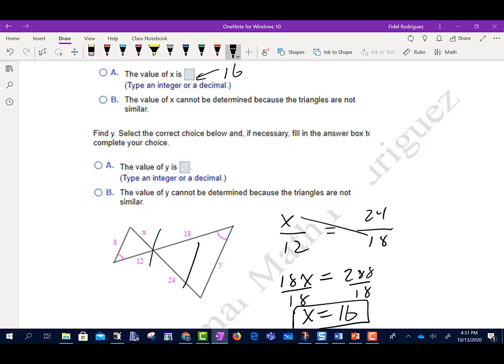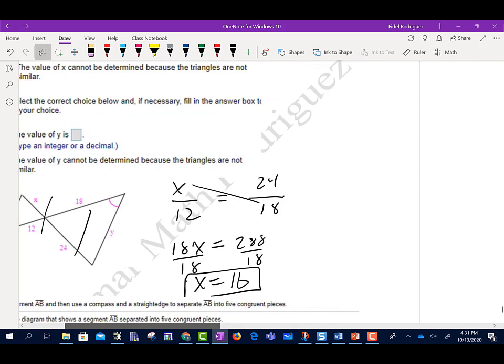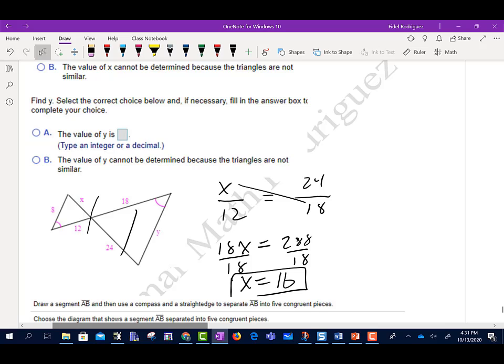Okay, and now let's see if we can find the value of y. Okay, so the value of y. Okay, so let me see if I can kind of just scooch over a little bit here. Well, maybe not that much. Okay. So I'll do this again. So how about if we say 8 over 12 is going to be equal to, let's see, y over 18.